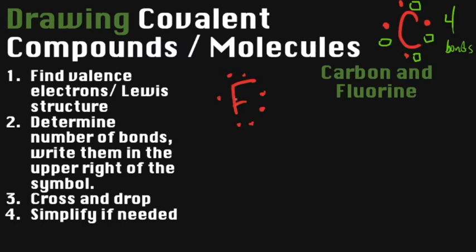And by the way, I'm assuming that you guys have figured out by now how to draw a Lewis structure and figure out how many valence electrons it has. All right, so fluorine has 1 empty spot, so it wants to make 1 bond. Okay? So now, what kind of molecule will they make? What will be the formula for the molecule that they make? Well, let's try this. Let's go C, F, and carbon wants to make 4 bonds. Fluorine wants to make 1. So at this point, we are going to cross and drop. Let's do that. So we get C1F4.